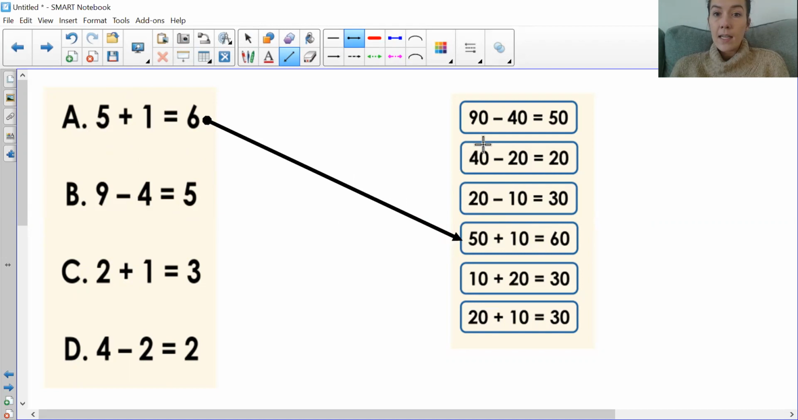Right, looking over here, it's not going to be 40 subtract 20, because it's not related, but it's going to be 90 subtract 40 equals 50. Okay, doke. And I'm going to leave those 2 because I think I'm going to put those on your learning from home sheet today.